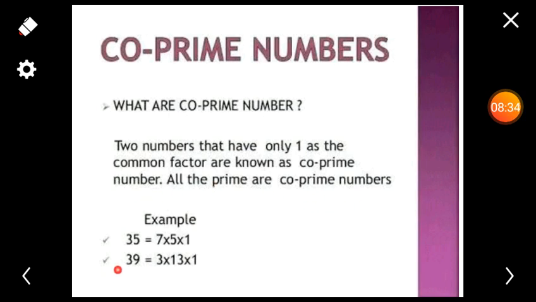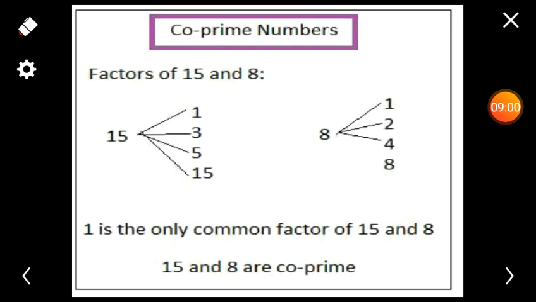Give an example. 35 is equal to 7 into 5 into 1 and 39 is equal to 3 into 13 into 1. These are the factors of 35 and 39. And look at these factors. What are the common factors? Here only 1 is the common factor. Therefore, since only 1 is the common factor, these two numbers 35 and 39 are co-prime numbers.